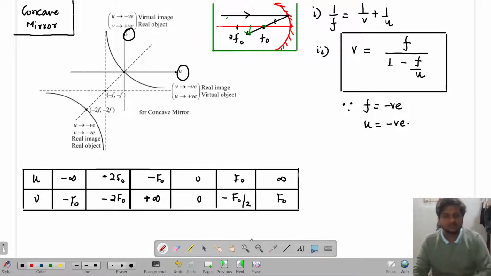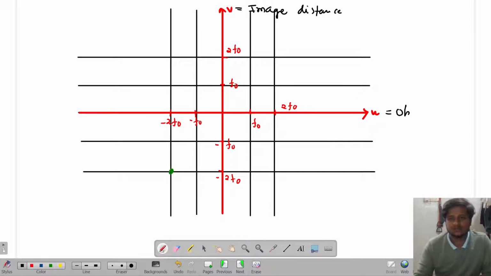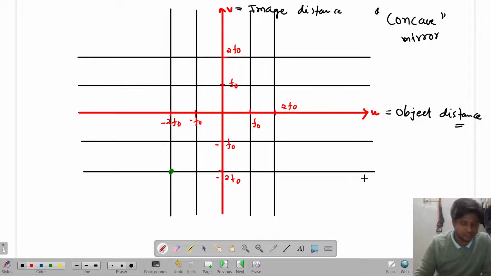So this was a question of JEE Advanced, and there was also a question in JEE Mains. Before going to that, I'll go through it a little bit. Let's suppose I have image distance and object distance. If someone asks you to plot the graph of image distance with respect to object distance for a concave mirror, how to draw it? That is a very interesting question.